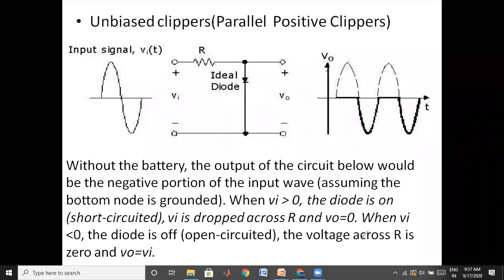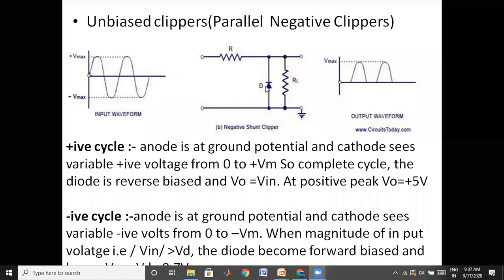Now we will see the shunt negative clipper. It is simply the reverse of the diode position. In this case, the anode is connected to zero potential. When you apply a positive voltage, the anode is at zero potential and the cathode will have 1, 2, 3, 4, and so on positive voltage. On the cathode side you have the positive voltages.